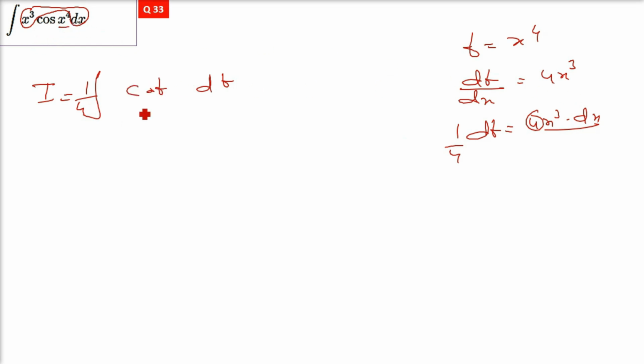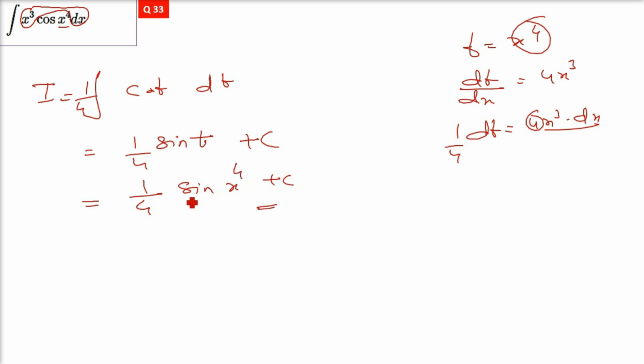So it will be cos just t. Got t directly, you can get sine t. 1 by 4 is already there plus constant of integration. One more thing is remaining. t can be replaced by x to the power 4. So 1 by 4 sine x to the power 4 plus constant of integration is your final result.